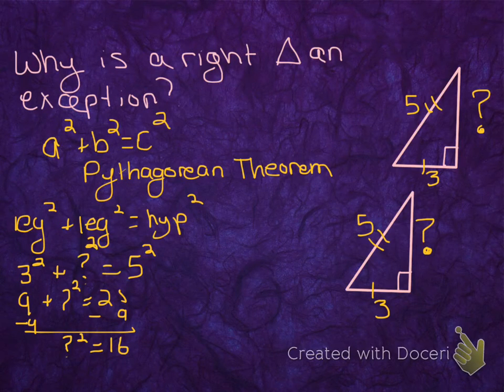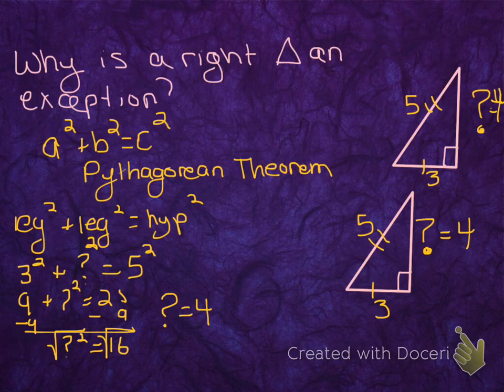Now, to get rid of a squared, you have to do the square root. That's the opposite. So we're going to square root both sides. Everybody knows that the square root of 16 is 4. So question mark equals 4. So I'm going to come over here and I'm going to put those where they go.